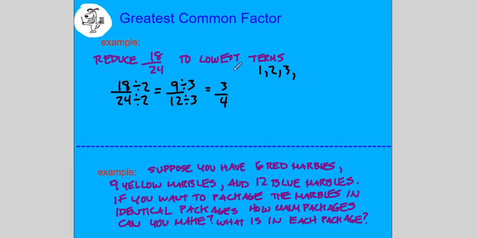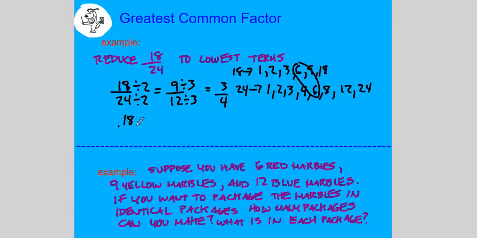So notice again, if we list the factors of 18 and 24, which we've done before, I'll do it again. For 18, that's 1, 2, 3, 6, 9, 18. And 24 is 1, 2, 3, 4, 6, 8, 12, 24. The greatest common factor is 6. So we could have reduced it in one step. You can do it in multiple steps like I did here, but the greatest common factor is 6, and we get 3/4.